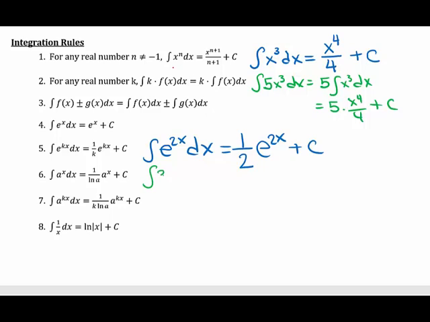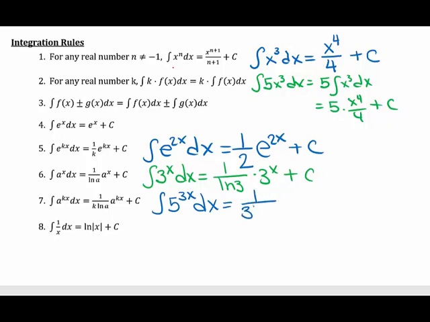If I have, say, the antiderivative of 3 to the x, this rule is saying you take 1 over ln 3 times 3 to the x plus c. Rule number 7 would work for something like integrating 5 to the 3x. This rule says the answer would be 1 over 3 ln 5 times 5 to the 3x plus c. And finally, the last rule says when you integrate 1 over x, you get natural log of x.